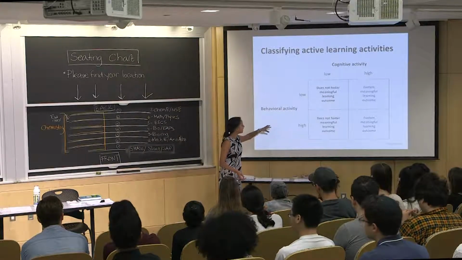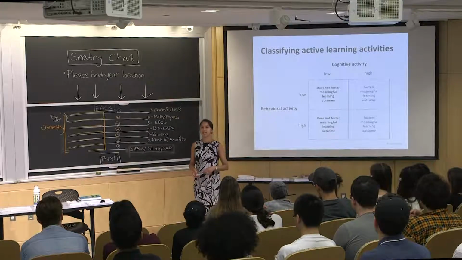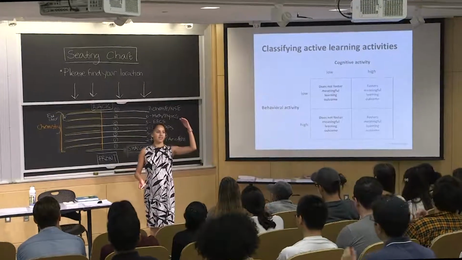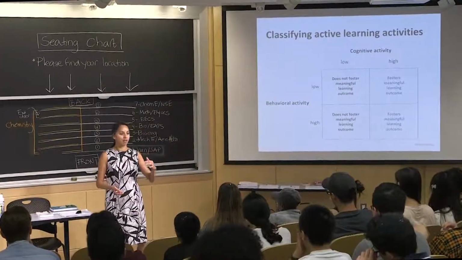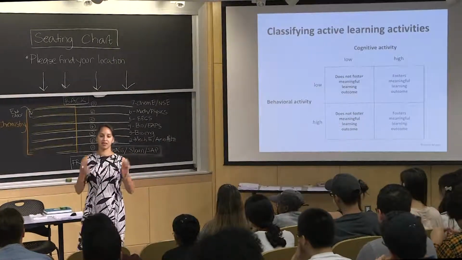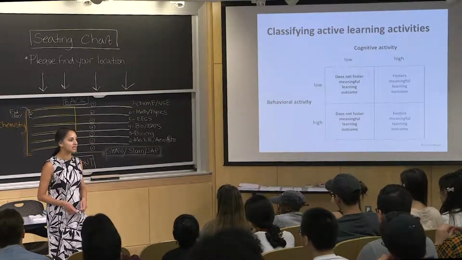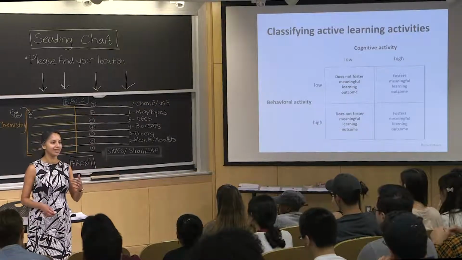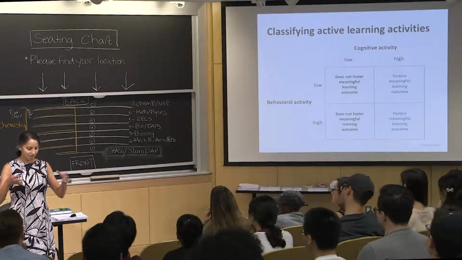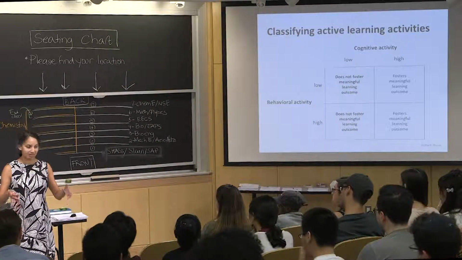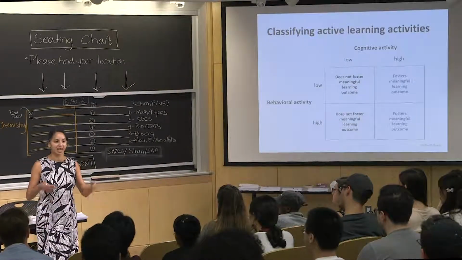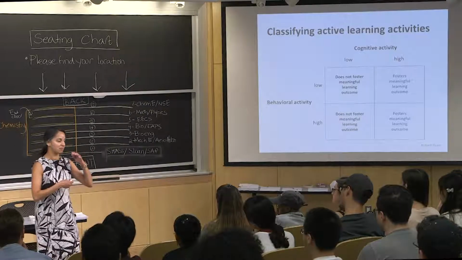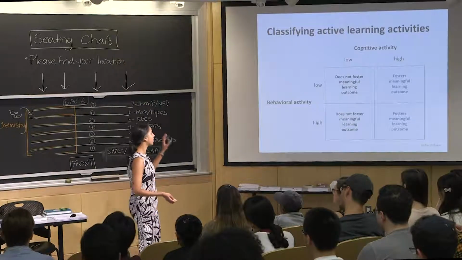High behavioral activity, low cognitive activity is sort of the classic, here's a step-by-step protocol. Student comes into lab. They're just mechanically going through the steps. They're not really thinking about why am I doing these steps. They're just trying to get everyone working towards the same end result. Everyone's doing that. They're just, again, like I said, mixing reagents or what have you, not really thinking about it.